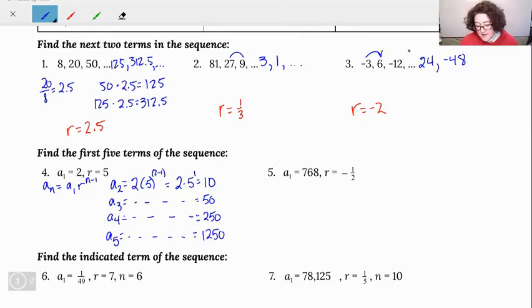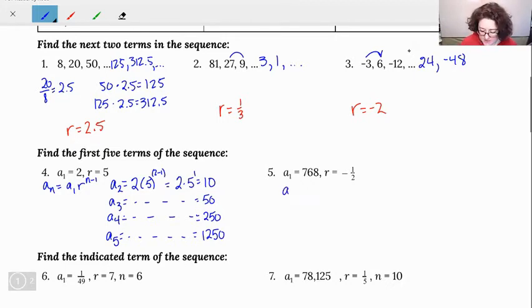Alrighty, same thing, number 5, a sub 1 is 768. Our common ratio r is -1/2. So if we just had a plain 1/2, what would happen to our overall values? Well, they would just get smaller and smaller and smaller. They would get halved at each step. But with the negative, we're also going to be flip-flopping on our negative signs as well. So again, rather than doing the whole formula, let's just multiply through by that -1/2.